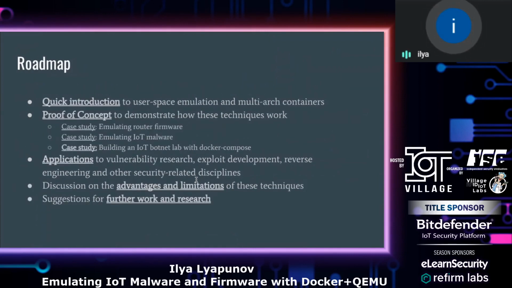Here's a quick roadmap for how we're going to break down this talk. The first section is a quick introduction to basic concepts, user space emulation, multi-arch containers. The second section is the real meat of it, where we're going to go through some case studies to demonstrate how this proof of concept works, to demonstrate these techniques. We'll discuss some of the applications this has to vulnerability research, exploit development, other security-related disciplines. We're going to discuss the advantages and limitations, and also some ideas for further work and research to continue from where I've gotten things so far.